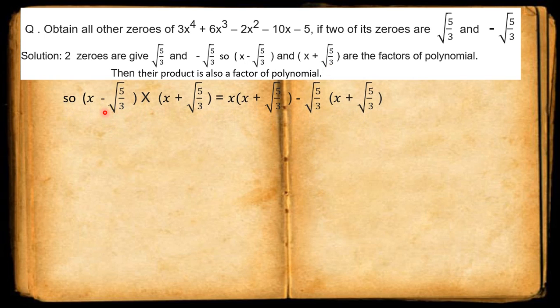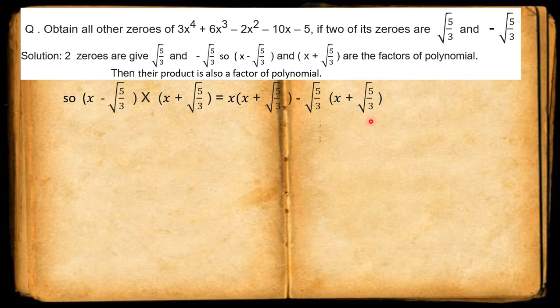So we can write the factor of the given polynomial is the product of these two factors also: x minus under root 5 by 3 multiplied by x plus under root 5 by 3. Here we can use the identity (a minus b)(a plus b) equals a square minus b square, or we can multiply it as x into x plus under root 5 by 3, and this minus under root 5 by 3 multiplied by the second bracket x plus under root 5 by 3.